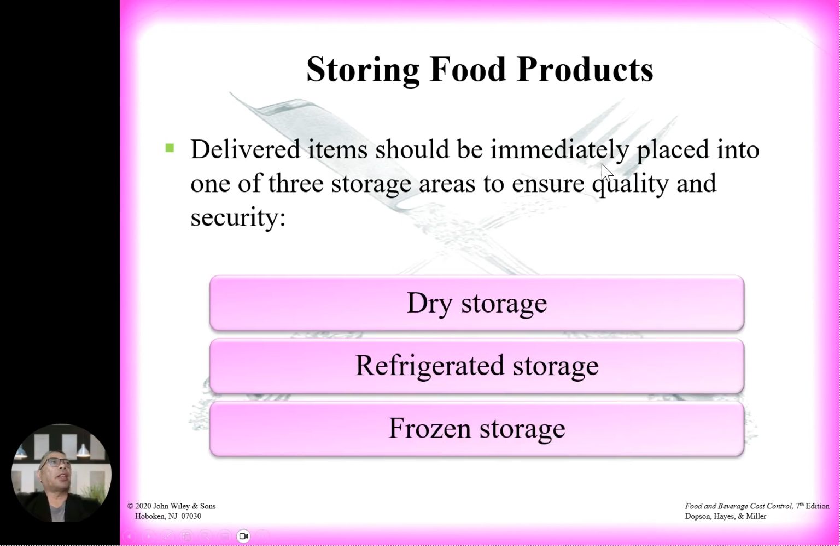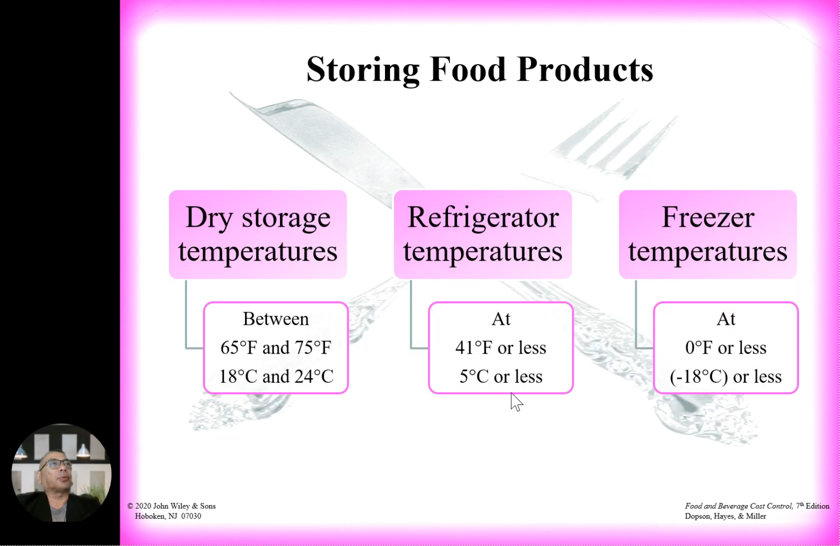Storing food products. Delivered items should be immediately placed into one of three storage areas to ensure quality: dry storage, refrigerated storage, and frozen storage. Dry storage temperature is between 65 and 75 Fahrenheit, which is equivalent to 18 to 24 Celsius. I'm more comfortable using the Celsius system, because I grew up in Asia, where we most commonly use Celsius. Refrigerator temperature will be 5 Celsius or less. Freezer will be minus 18 Celsius or less. Whatever the system is, it has to be maintained within this temperature level.